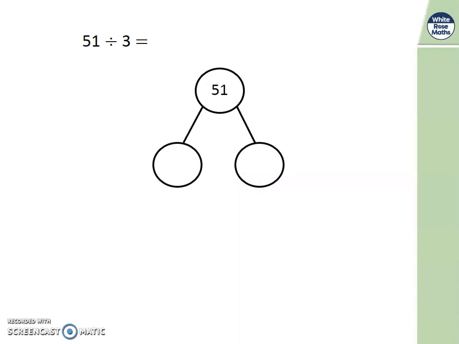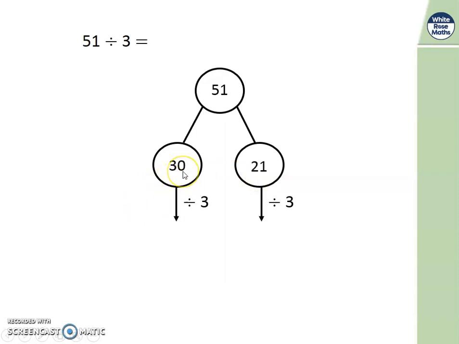51. Now we could partition that into 10s and 1s, 50 and 1. But that becomes tricky because we've got to divide each part by 3. And to divide each part by 3 is really hard because 50 is not in my 3 times table, and 1 divided by 3 will leave me with a decimal or fraction. Not very useful. So I'm going to have a look and think, how else could I partition it into 2 numbers that will be in my 3 times table?